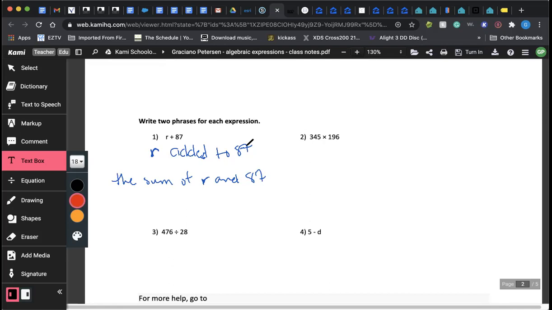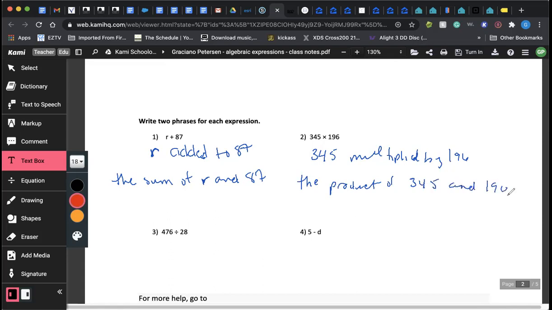Yep. So for the second one, I would do 345 multiplied by 196. Good. Multiplied by 196. Okay. Yep, that works. We can also say the product of, right? The product of those two numbers. All right, good. Just wanted to make sure we got that.